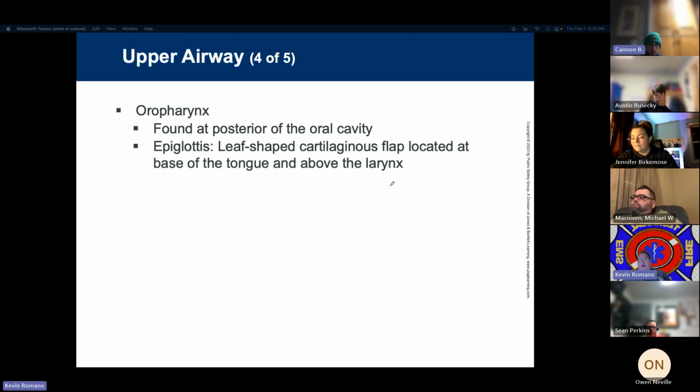So what's important about that epiglottis? What does it do? The flap, it moves back and forth, right? So if you eat food, it blocks the airway. If you're breathing, it goes over the esophagus, right? Kind of blocks things for you. All right.